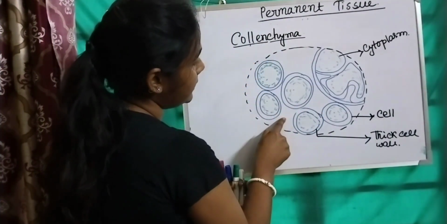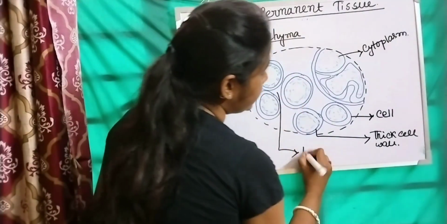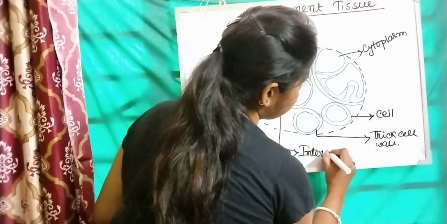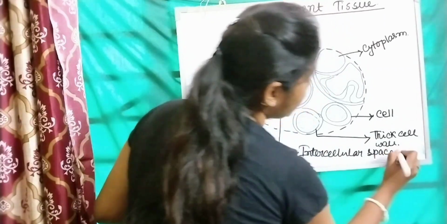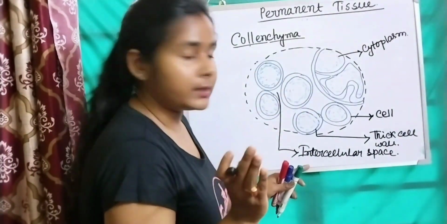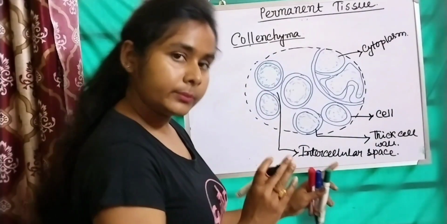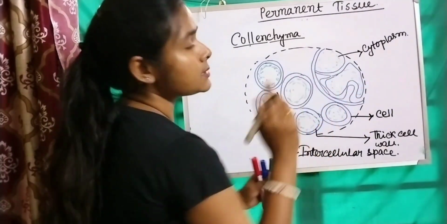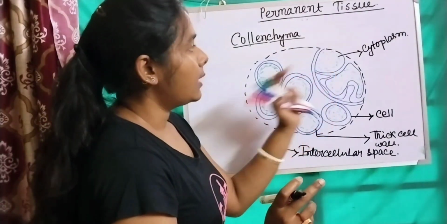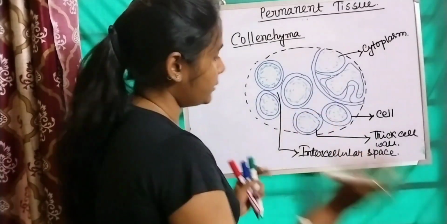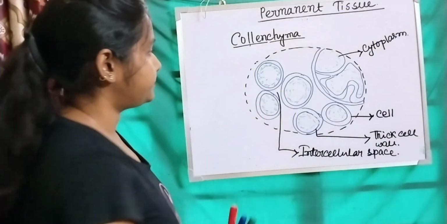Next, here you can see the gap or space. This gap is called intercellular space. As we have discussed, in some parts of the tissue intercellular space is present, but in some parts there is no intercellular space. That's why absence of intercellular space is noticed here. Okay, so intercellular space means the space between two cells.